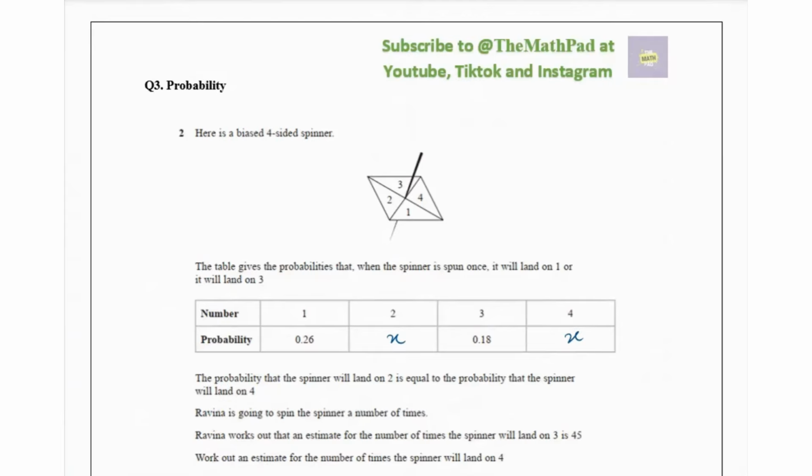Ravina is going to spin the spinner a number of times. Ravina works out that an estimate for the number of times the spinner will land on 3 is 45. We need to work out an estimate for the number of times the spinner will land on 4.